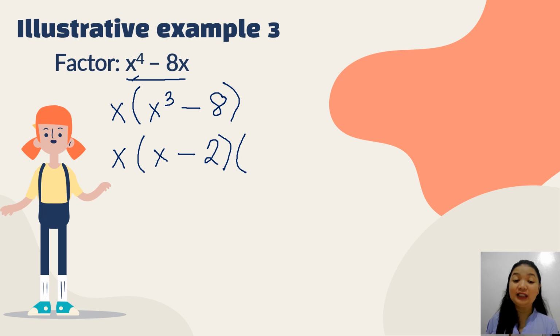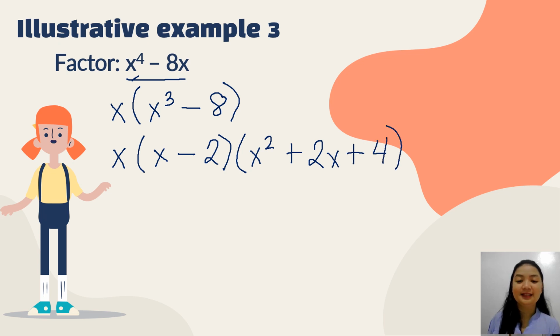And then for our trinomial, square of the first, plus product of the first and the last, which will give us 2x, plus 4. So that is a factor of x to the 4th minus 8x. So do not worry if it seemingly does not have factors. First, get the common monomial factor and then maybe we can factor it out completely.